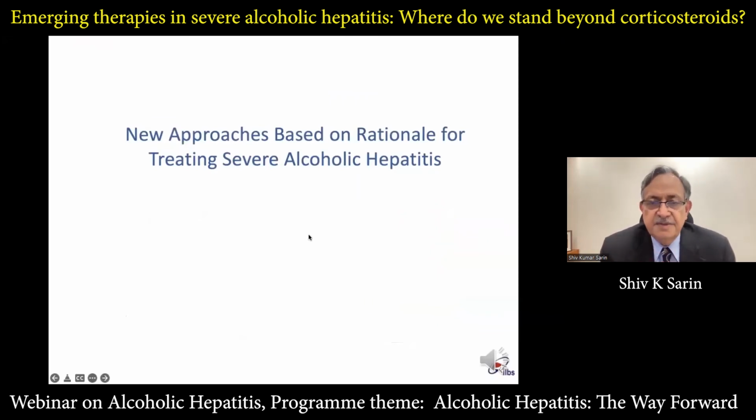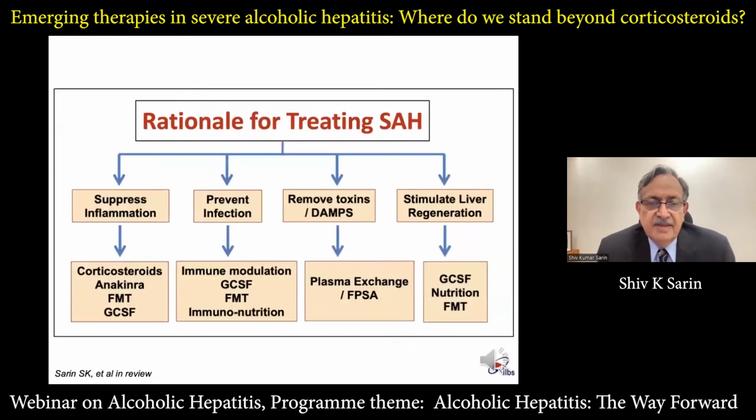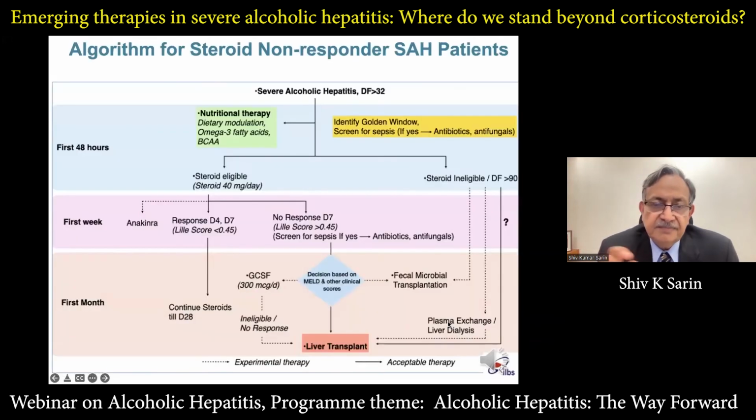Having decided this patient is not good for steroids, what options do we have? Well, this is the rationale for treating SAH. First is to suppress inflammation: steroids, anakinra, FMT, GCSF. Prevent infections, immune modulate, nutrition, remove toxins, or stimulate liver regeneration. This algorithm, I think, is quite interesting. I had presented it before, but now we have revised it. This is what we follow.